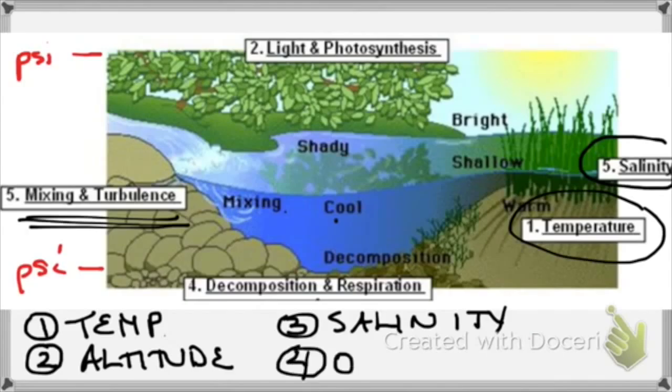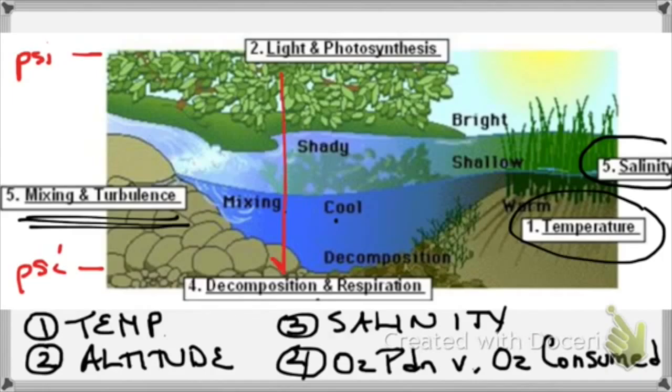While all of that is happening, there's mixing and turbulence that will aerate the water through winds, through waves, through bubbling streams. And finally, photosynthesis, whenever possible, will be providing lots more oxygen by the producers in the water. That's it in a nutshell.